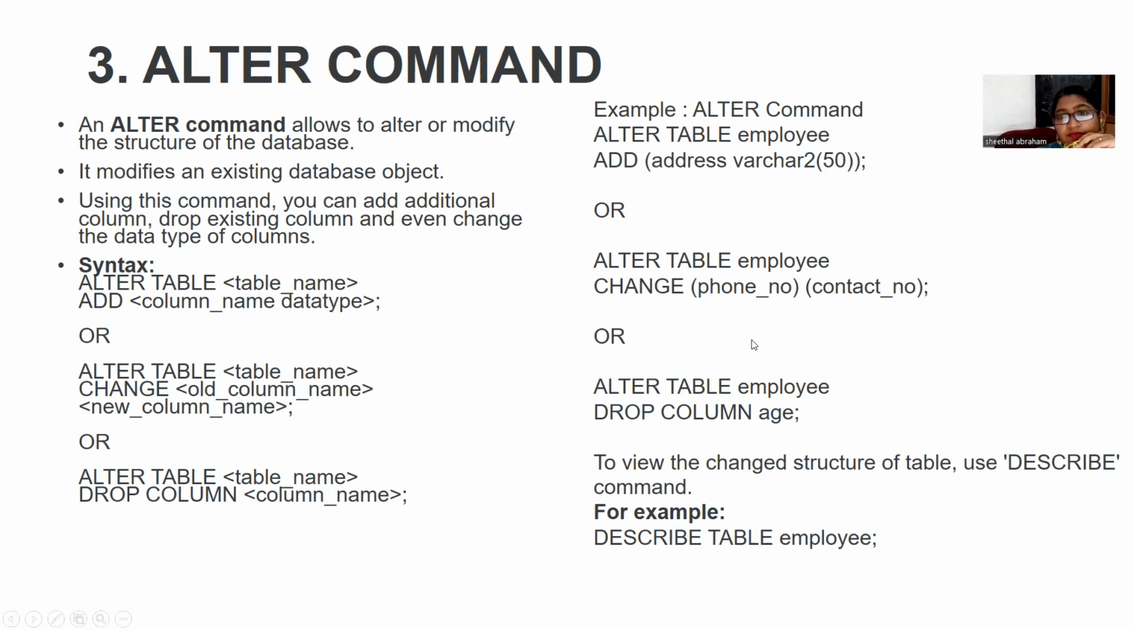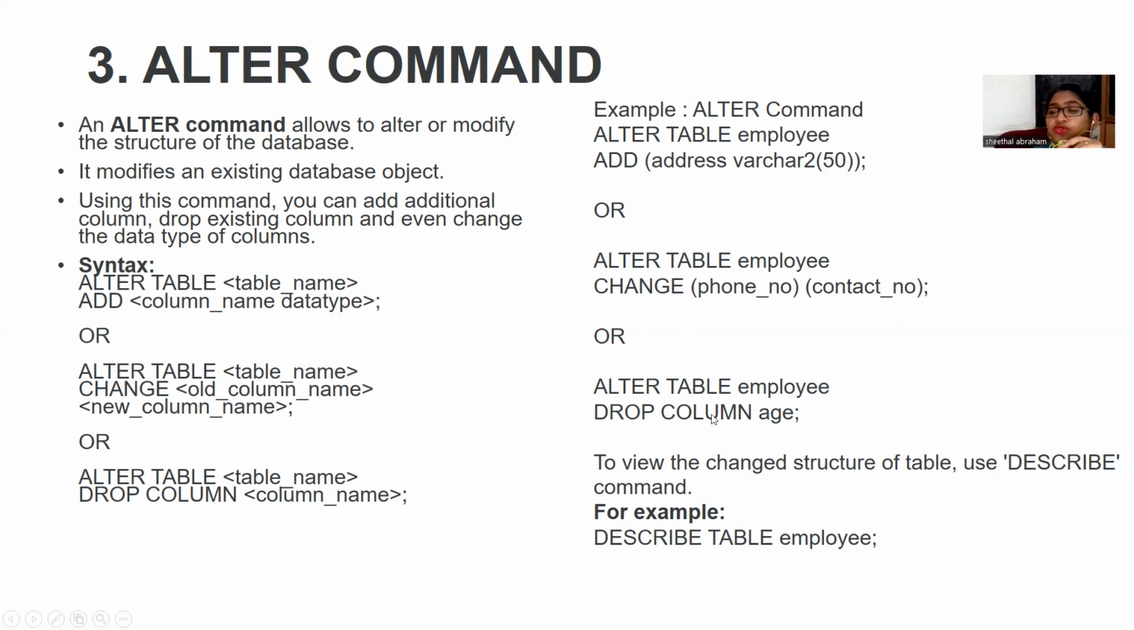An example is also given here. How is the alter command used? Alter table employee. I want to add the address column here. So alter table employee, add address, then its type we can add. Suppose I want to change the already added phone number column to contact number. The previous column name is phone number, and I want to change it to contact number. So how will I do it? Alter table employee, change phone number, contact number. So phone number will be changed to contact number.